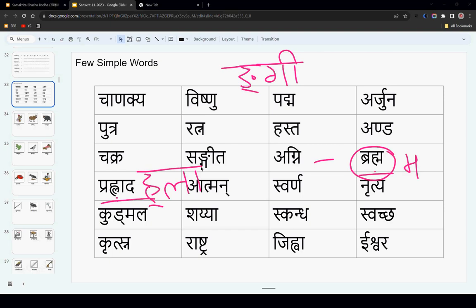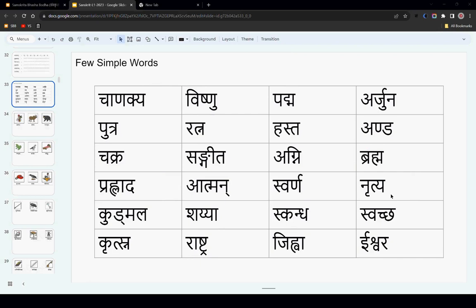As such, they should be pronounced like that. Ha first, la later; Ha first, ma later. Like Brahma and Prahlada, not Prahlada. La should not be pronounced before. Ha should be pronounced before here, like this, Prahlada. Then there is Atman, Swarna, Nritya. There is Kudmala, Shayya. This is double ya here. So double ya, Shayya, should be not Shaya, Shayya.